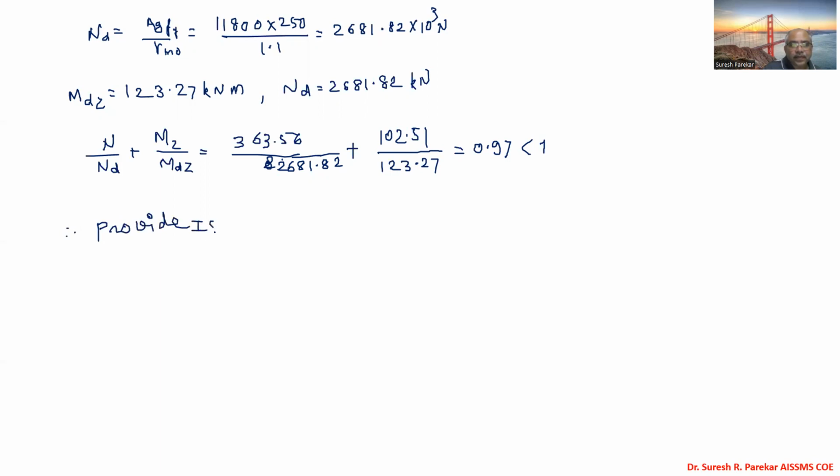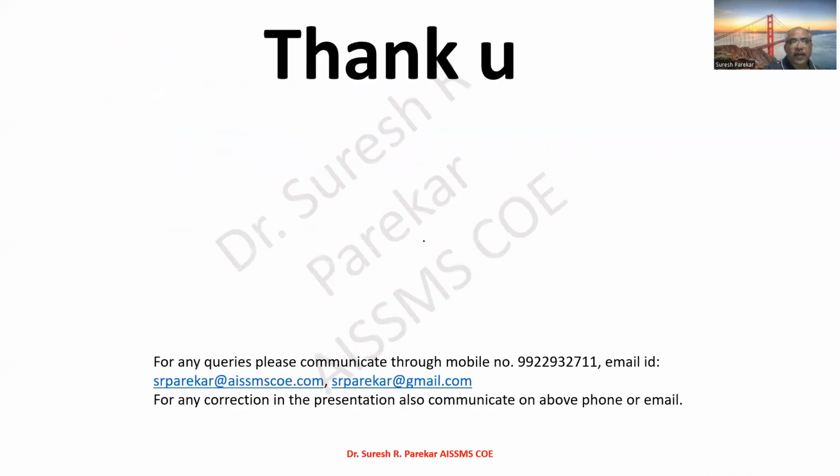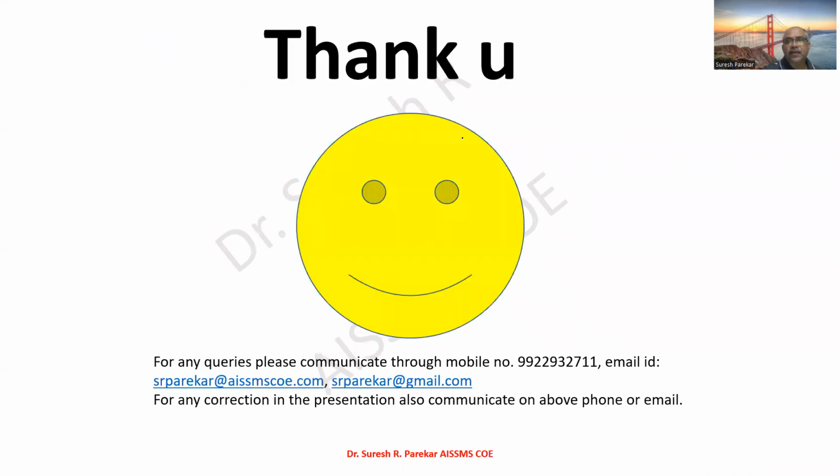and therefore provide ISHB 450 at 925 Newton per meter as a column. And so this is your design of the column. So now we will stop here only. The remaining part we will see in the next lecture. So thank you.